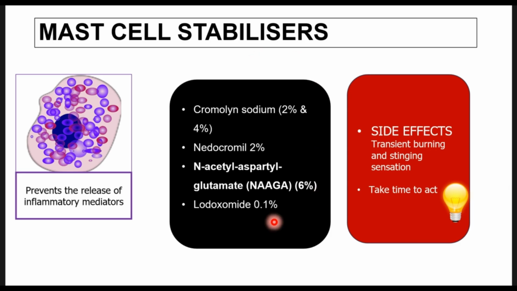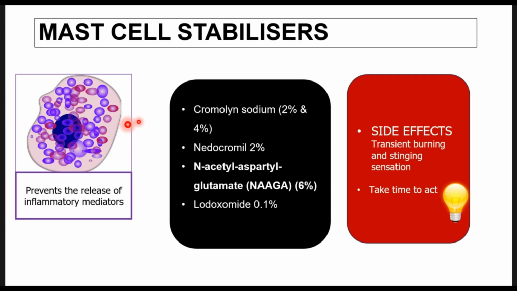All right, now let's see what mast cell stabilizers are available to us. So we have cromolyn sodium, available as 2% and 4% solution. Then we have nedocromil 2%. Then we have N-acetyl aspartyl glutamate, also abbreviated as NAAGA 6%. Then we have lodoxamide 0.1%. Okay, so pemirolast and nedocromil usually are indicated for acute allergic conjunctivitis, but cromolyn sodium and lodoxamide are used for chronic allergic conjunctivitis.